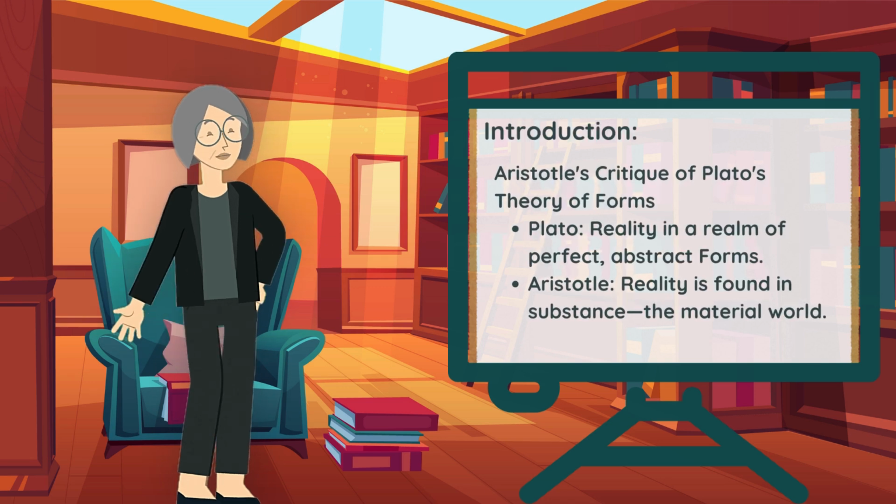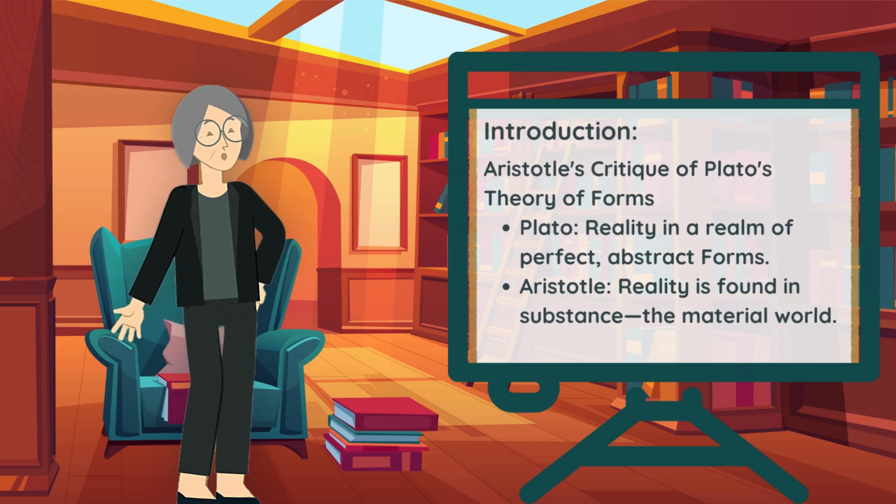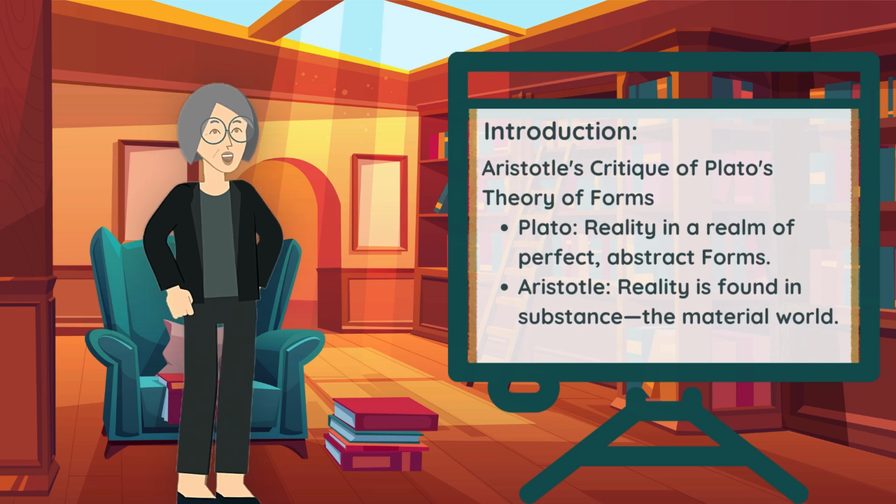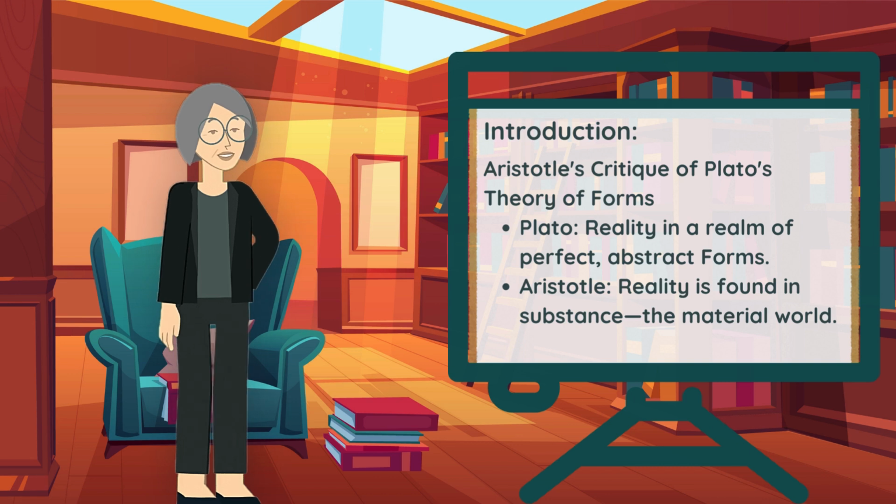Now, Plato, as you might remember, believed that the world we perceive with our senses is just a shadow of a higher reality. He argued that there exists a realm of perfect, unchanging forms, abstract ideals like beauty, justice, or redness, and that everything we see in the material world is merely an imperfect reflection of these forms.